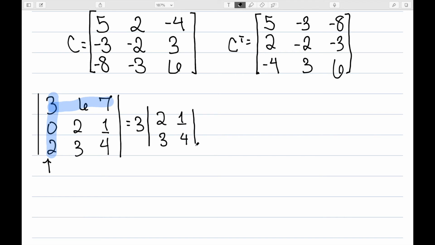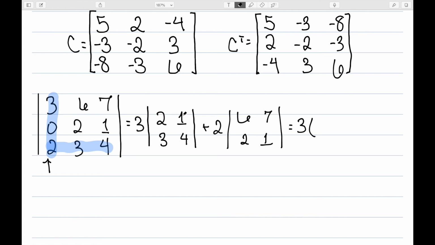We then have a 0, so that one doesn't matter, plus 2 times deleting that row and that column gives us 6, 7, 2, 1. This simplifies to 3 times. This is 8 minus 3 is 5. Plus 2 times 6 minus 14 is negative 8. So we have 15 minus 16 is negative 1.